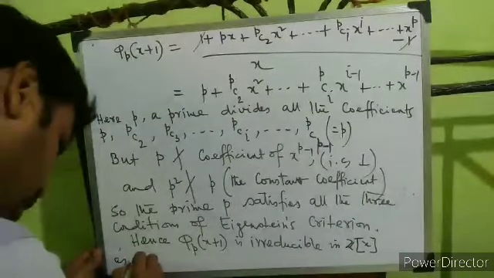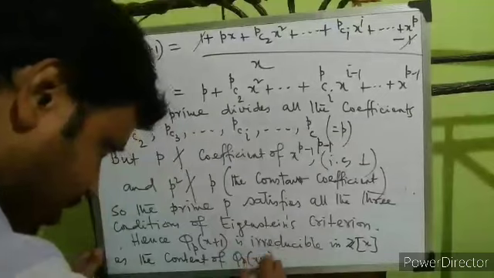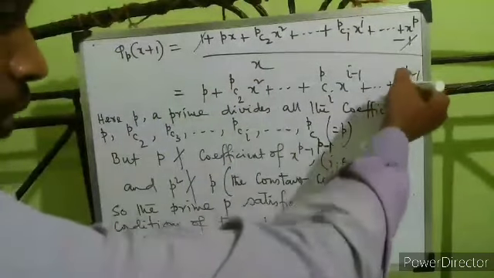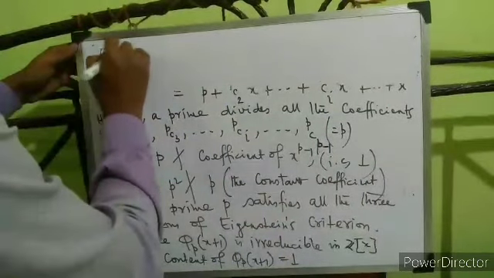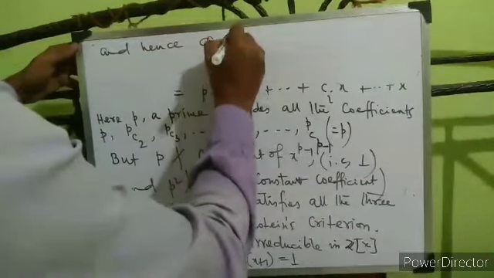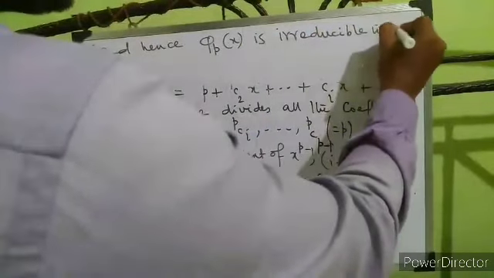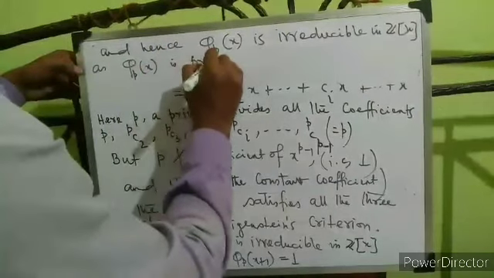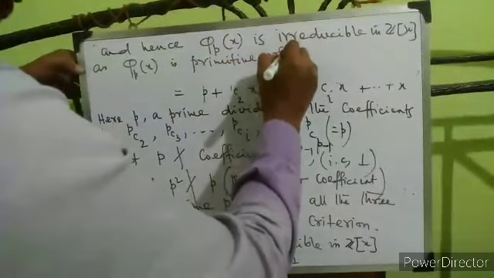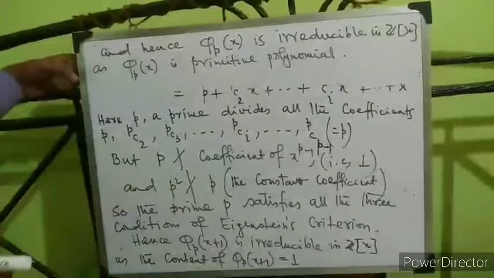As the content of phi p of x, that is GCD of the coefficients p, pc2, pci, dot dot and 1, is equal to 1, hence phi p of x is irreducible in Z[x], as phi p of x is a primitive polynomial. So this completes the solution.